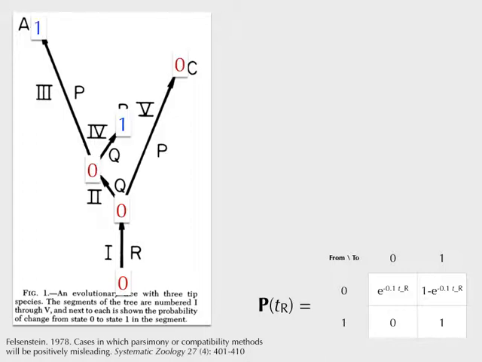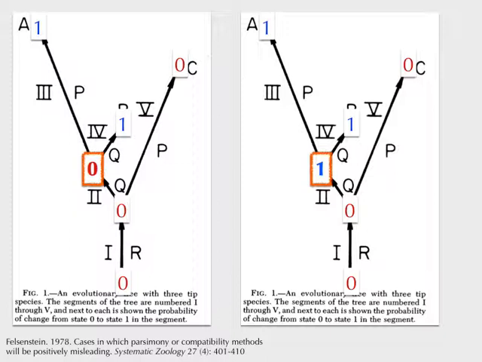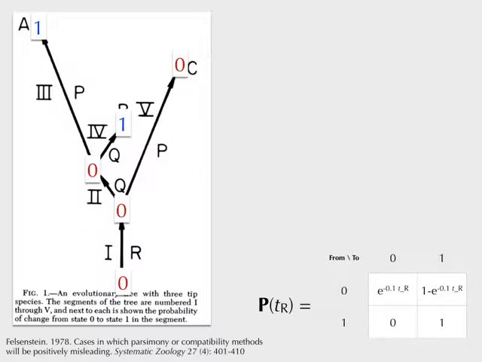Okay, and I can now do that for the entire tree. So I could say, alright, it's probably going 0 to 0 given this TR, 0 to 0 given this TQ, right, 0 to 1 given this TQ, 0 to 1 given this TP, and so forth. What does that give me?